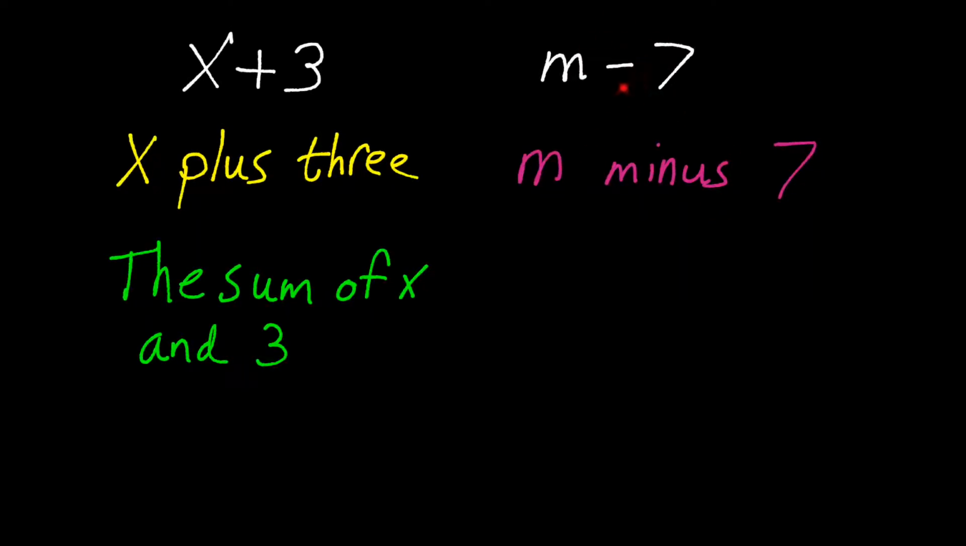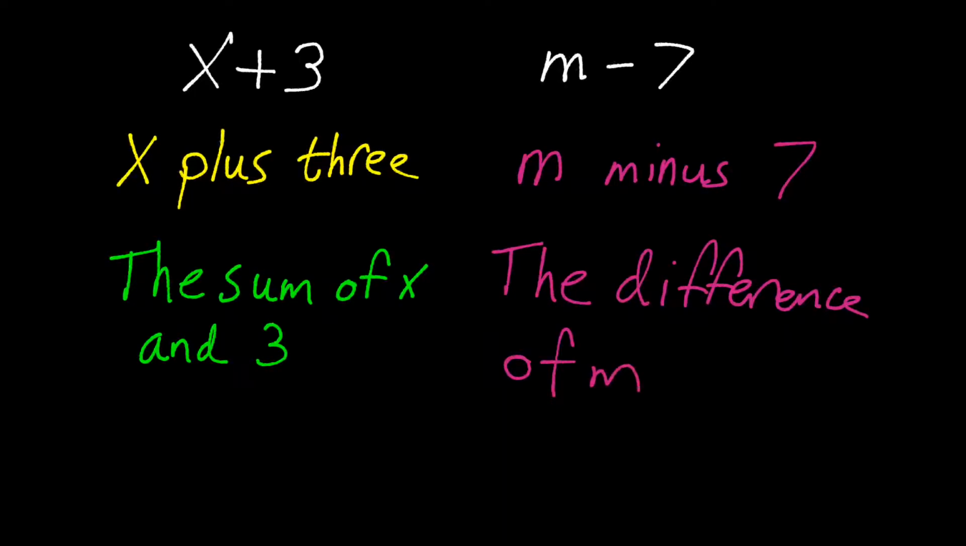What is another way that we can say or imply subtraction, though? Or what is the subtraction version of the word sum? Well, that would be difference. So we could also say the difference of m and 7. And it's important with subtraction that if we're using this version, that we make sure the m goes first and the 7 goes second.